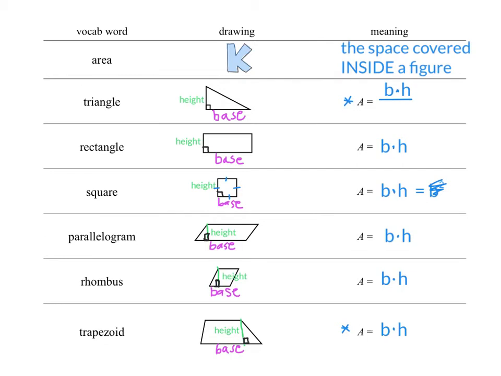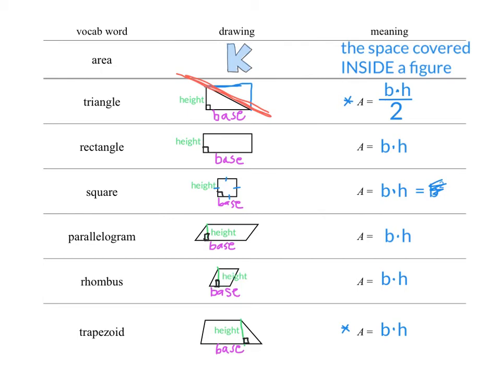Now I'm going to back up to the triangle. So remember on a triangle, especially a right triangle, we should see that as half of a rectangle. So if the area of a rectangle is base times height, but I want to cut it in half, it should make sense to you that I've now put this divided by 2 on there. So how do you find the area of a right triangle? You find the area of the rectangle and you cut it in half. Base times height divided by 2.